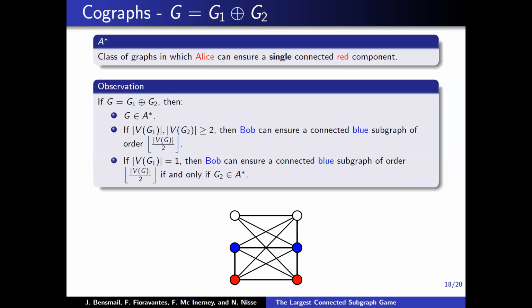And then in particular cases, when one of the cographs has only one vertex, it becomes more difficult to see what Bob can do, since Alice can take that vertex first. And so in this case, Bob can only ensure a connected blue subgraph of the order of half the vertices of G if the second cograph is in A star.